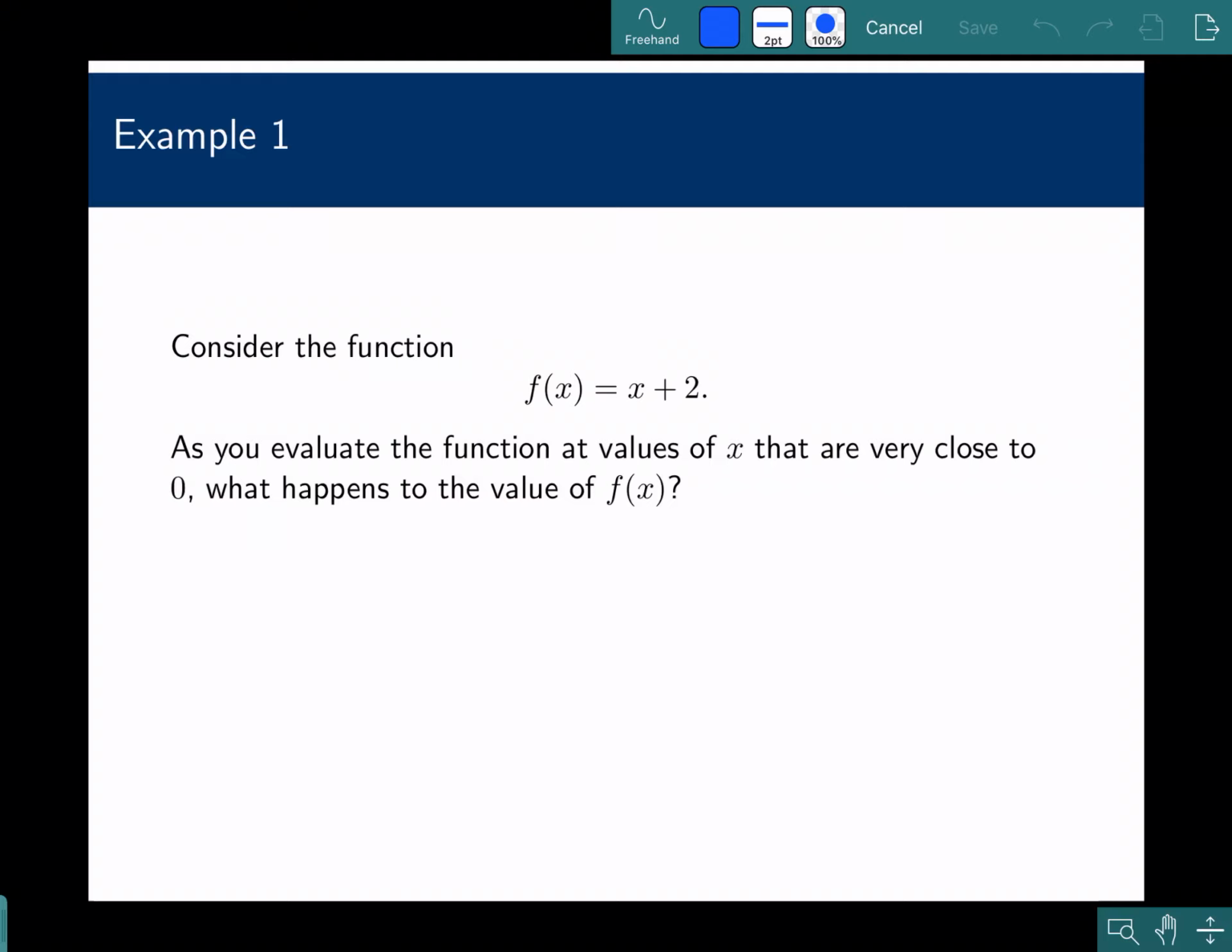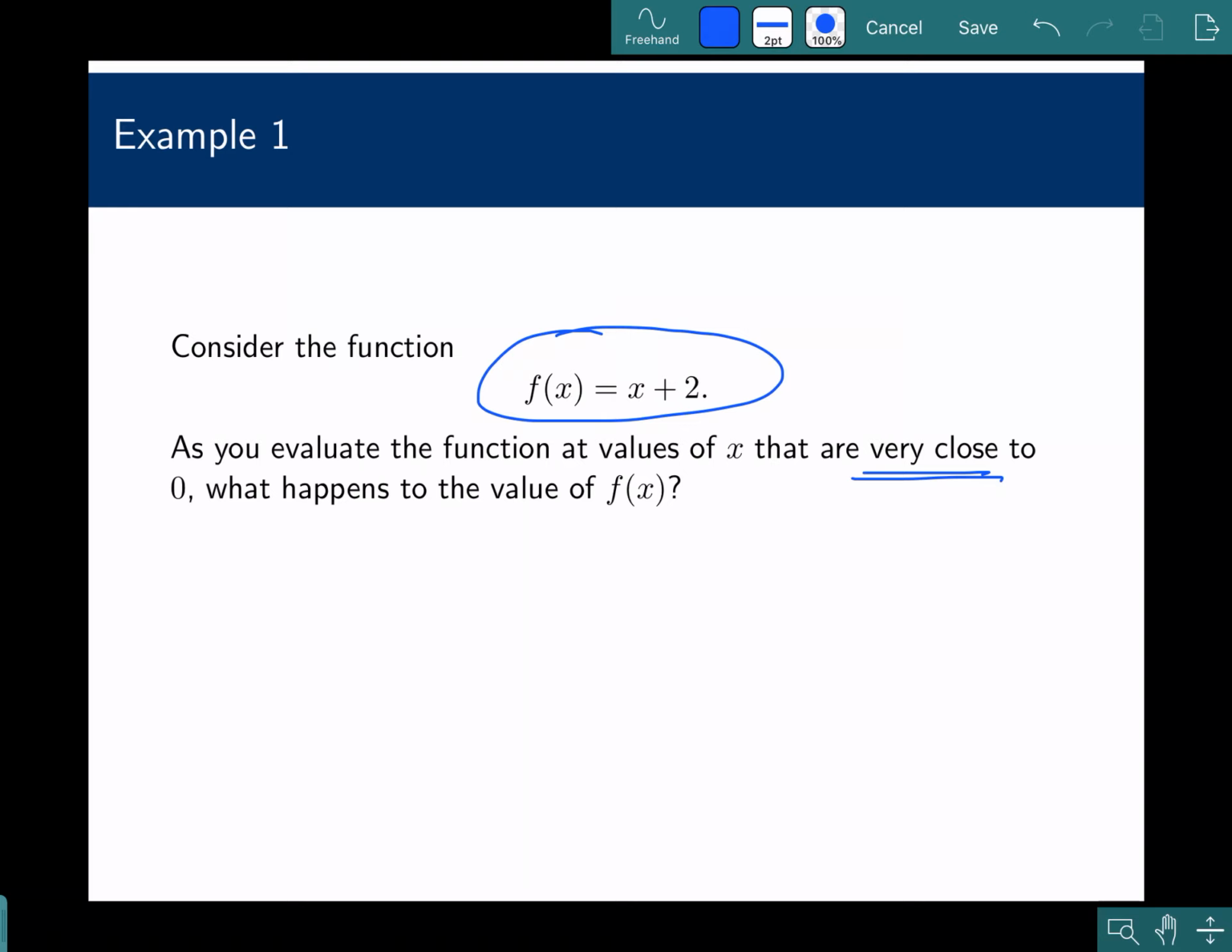The idea of a limit is this. Here's a basic, very simple example. I have this function, f of x is x plus 2, and I want to know what happens to this function if I plug in values that are very, very close to 0. How close to 0?